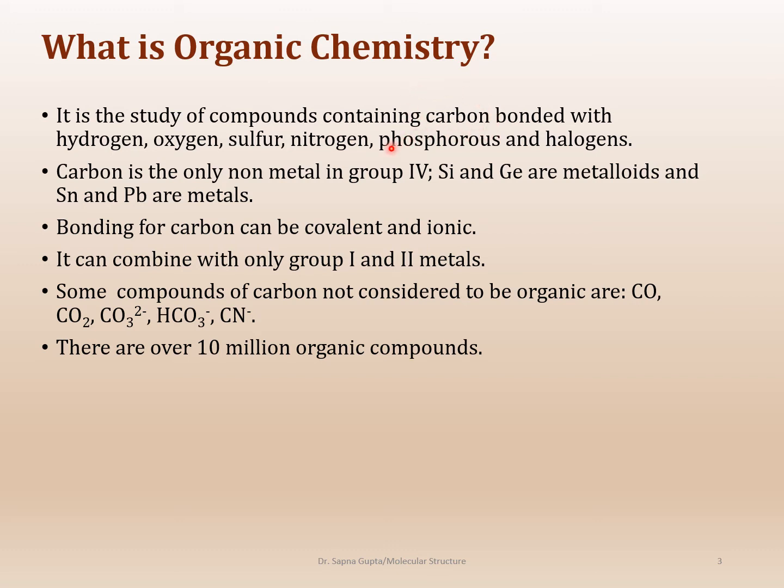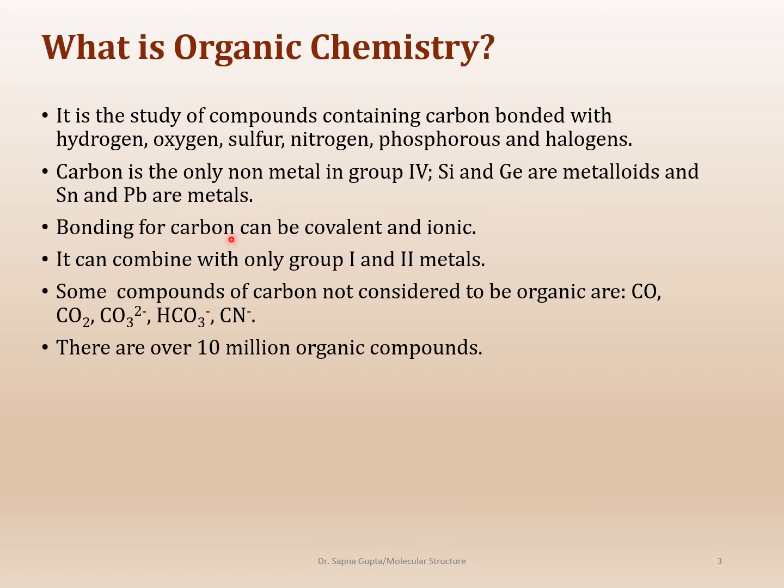Okay, you can have compounds of phosphorus and nitrogen by themselves, and they would not be considered organic. For anything to be organic, carbon is an important component in there. Carbon is found in group 4. It is the only non-metal in group 4, and the other ones are metalloids and then metals.